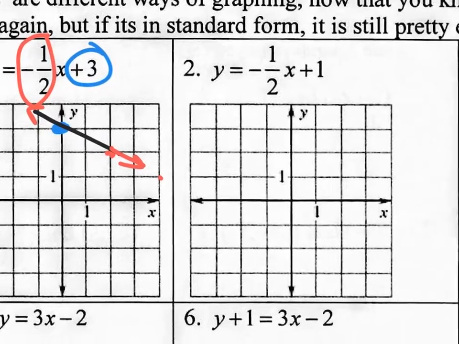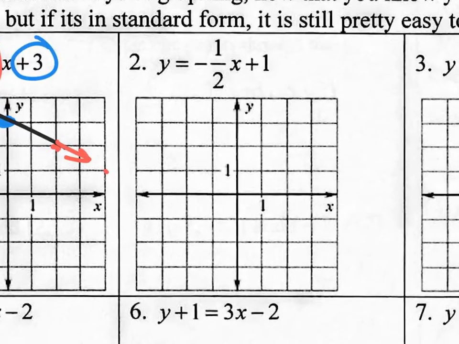Number 2, my b value is 1, which means that I start graphing this by going to the y-axis and going to the y value of 1. It crosses right here. Now, we don't know if this line crosses like this, or if it's really steep like that, or really steep like that. All you got to do to look at your steepness is to look at your slope value, and your slope value happens to be negative 1 over 2.